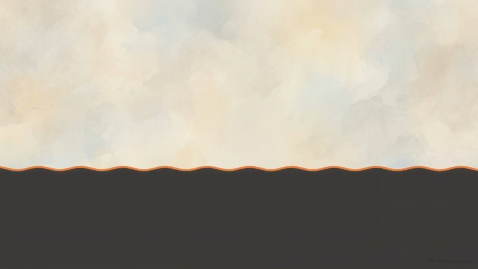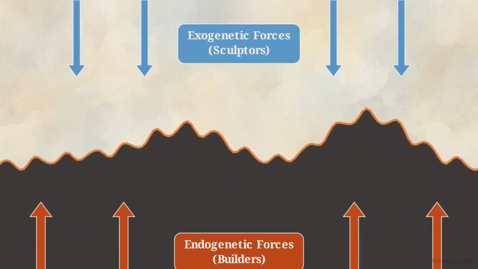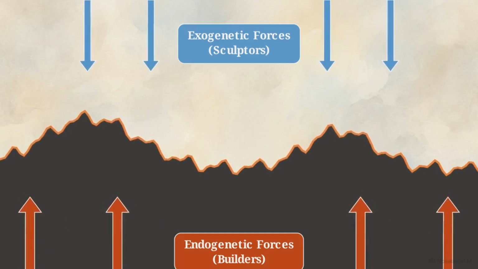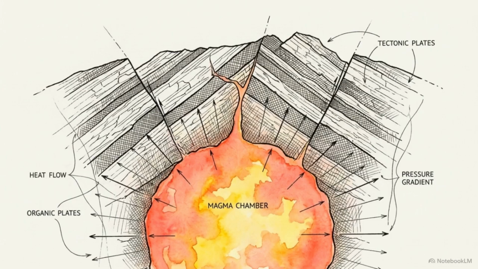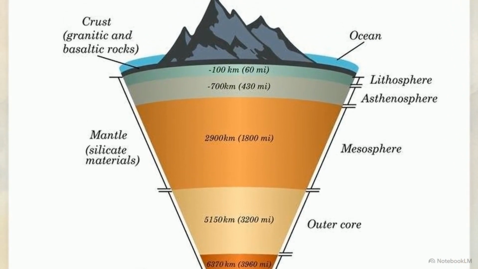Earth's topography exists in a state of dynamic equilibrium. It is caught between two competing energy systems, endogenetic and exogenetic forces. Endogenetic processes are the builders. They are powered entirely by the Earth's internal planetary heat. Looking at this cross-section of the Earth's structure, you can trace the origin point of this internal energy. It radiates outward from the high-heat iron zones of the core and up through the silicate materials in the mantle.